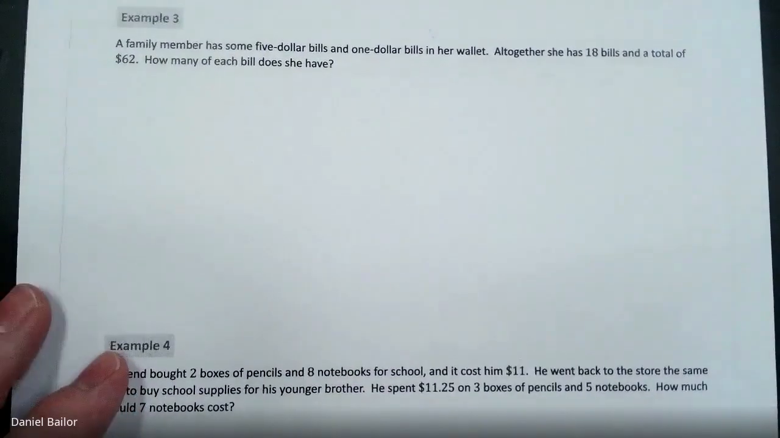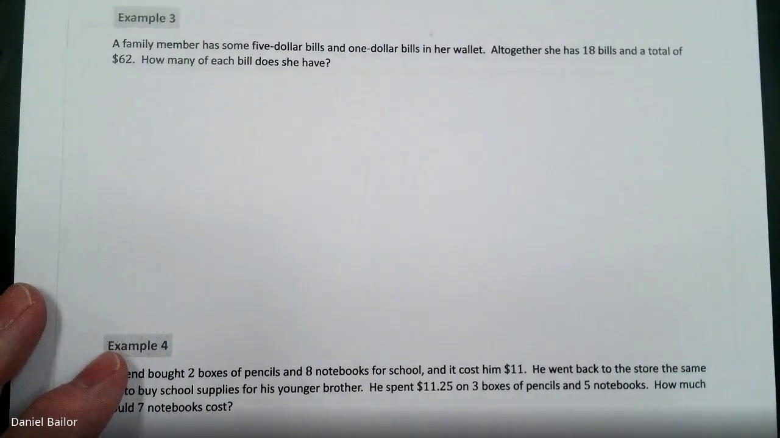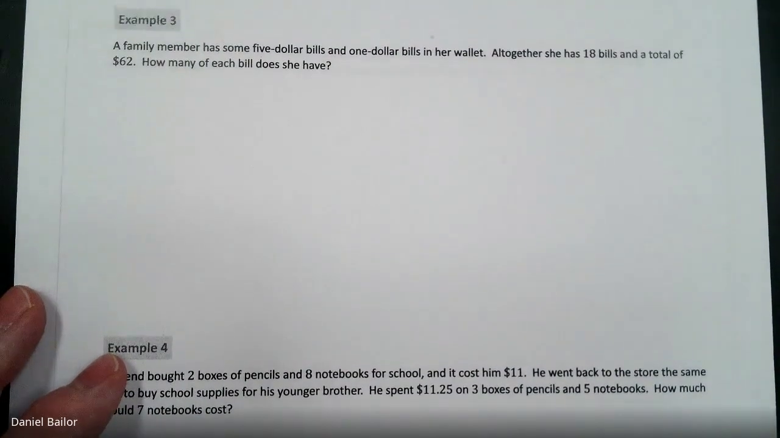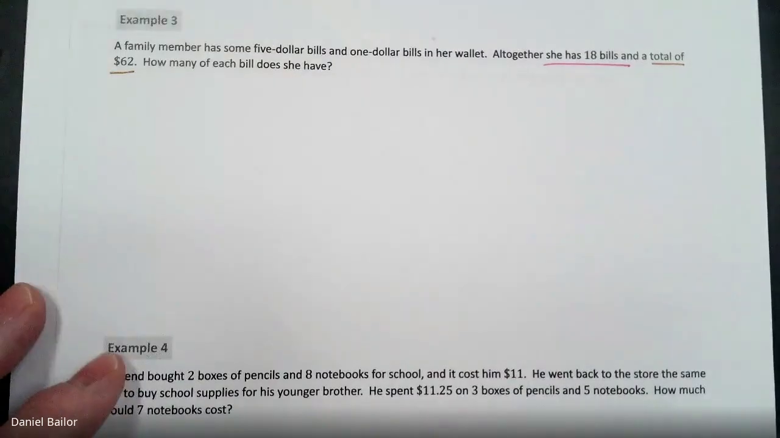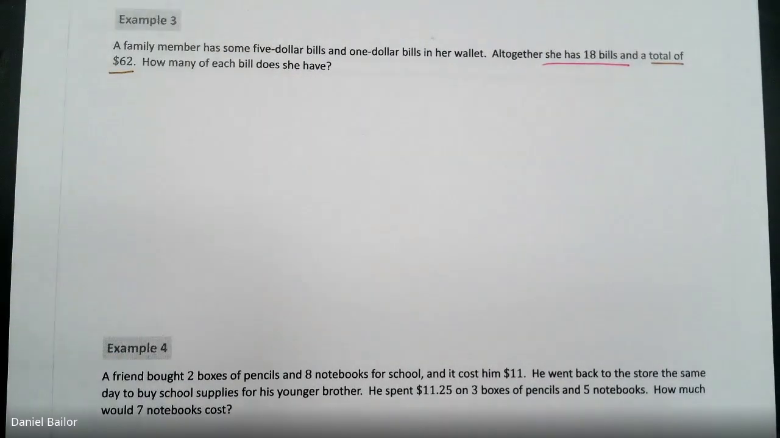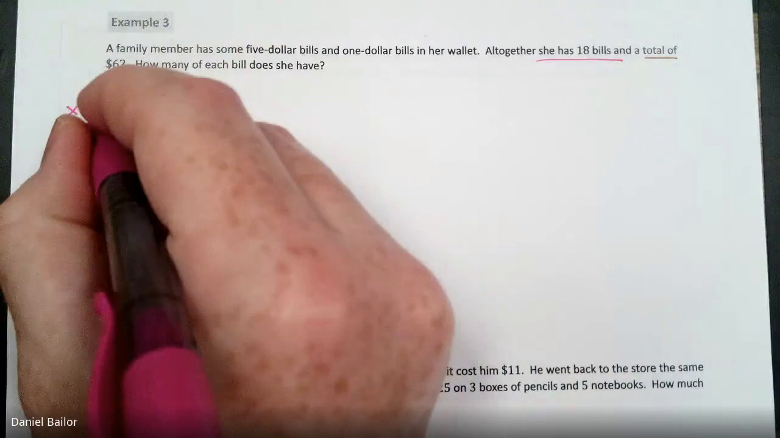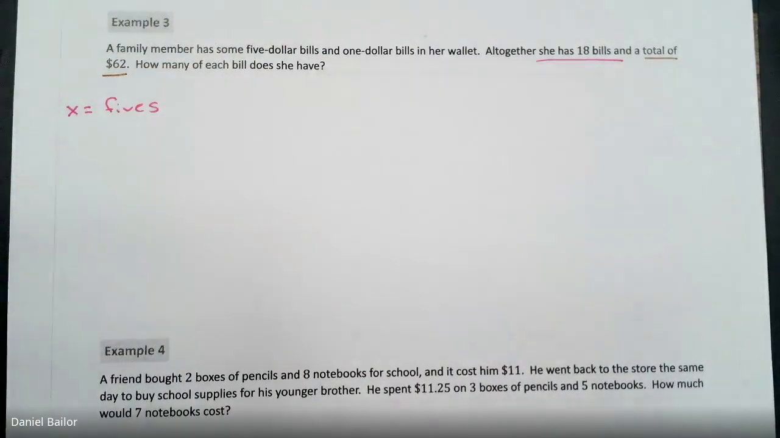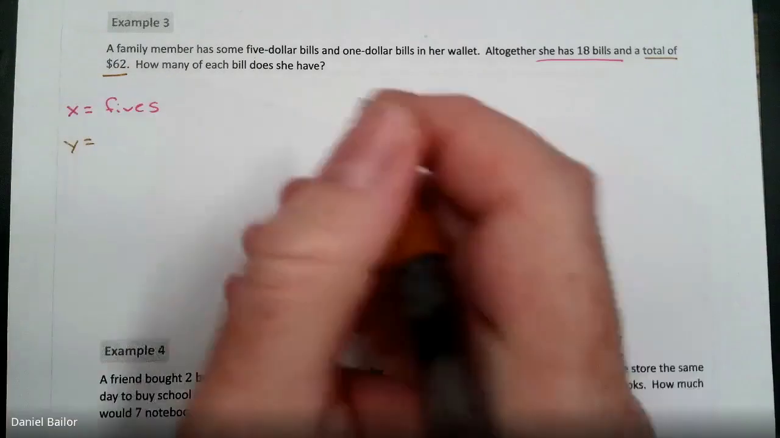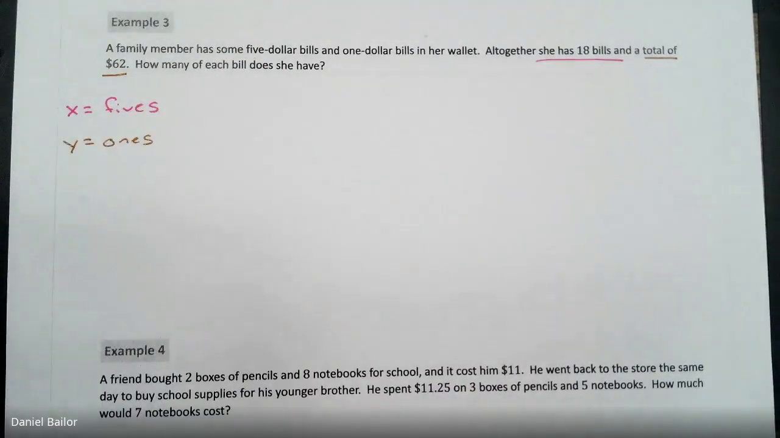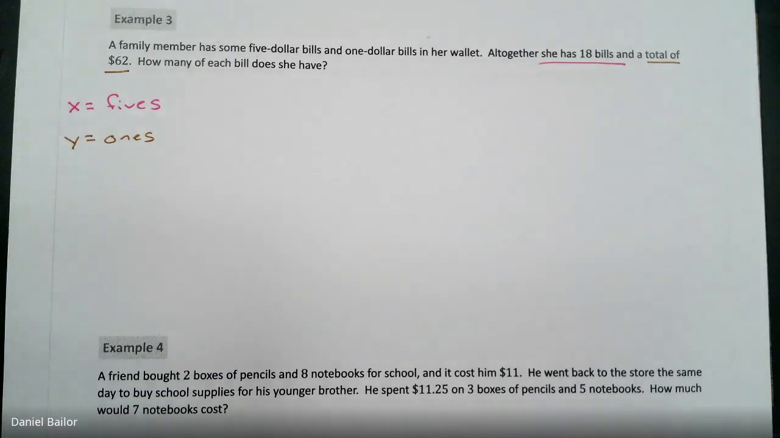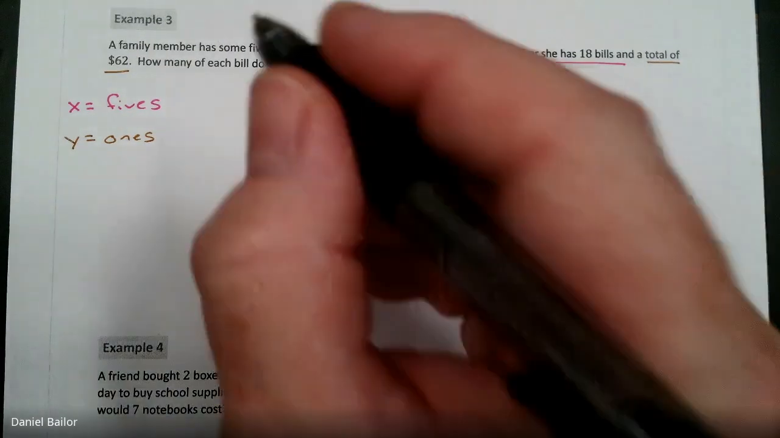A family member has some $5 bills and $1 bills in her wallet. So she has $5 bills and $1 bills. Altogether, she has 18 bills. So she has 18 bills and a total of $62. Okay. So let's assign our variables. We need to know what x is going to be. Let's say x will be the 5s, and let's say y will be the 1s. So x is how many $5 bills she has, y is how many $1 bills she has.